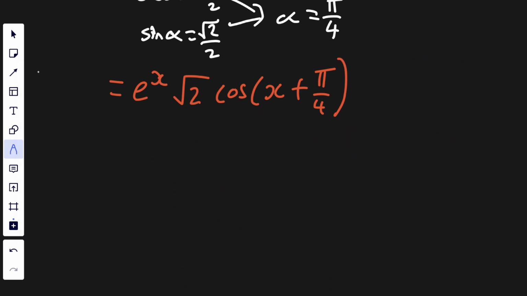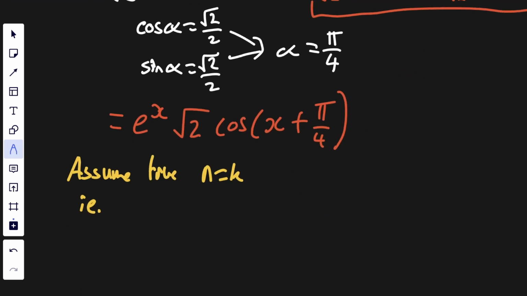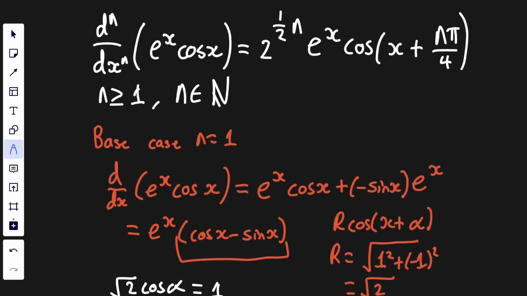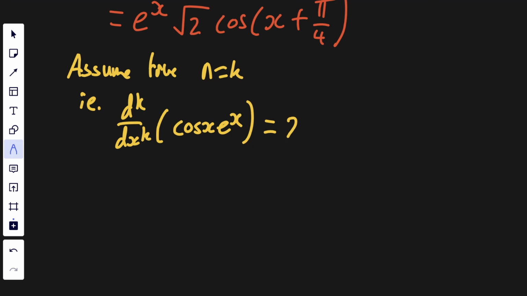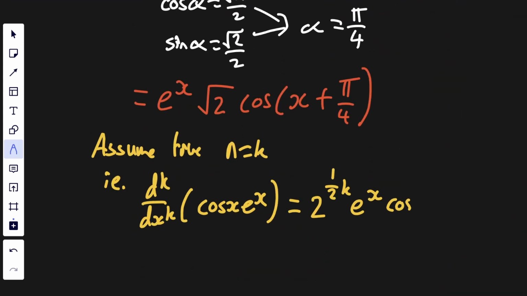All right, next let's consider our assumption. So let's assume that this formula is true for n equals k, i.e., we have the kth derivative of cos x e to the x is equal to 2 to the half k, e to the x, cos (x plus k pi on 4).